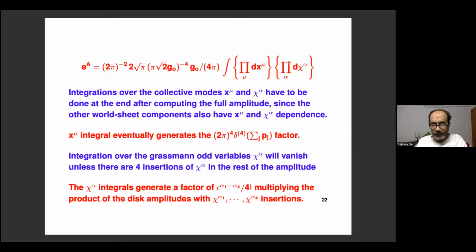Now, chi alphas are Grassmann odd variables. So these integrals will vanish unless there are at least 4 insertions of chi alpha in the rest of the amplitude. Those chi alpha integrals will generate a factor of epsilon over 4 factorial that multiplies the product of these amplitudes with the chi insertions. So this gives a full explicit expression. The important point is this normalization factor that we have extracted out here.